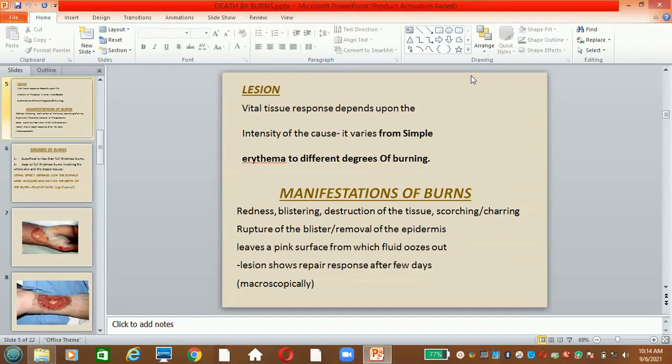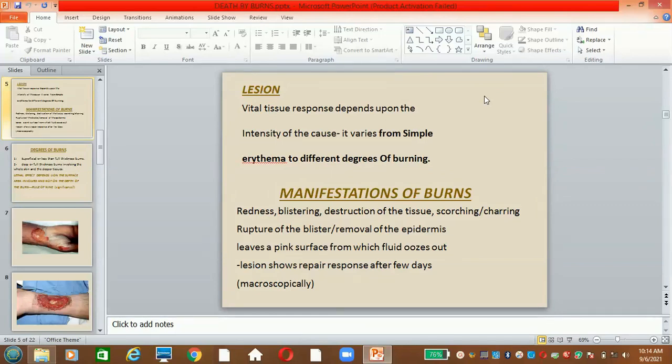Vital tissue response depends upon the intensity of the cause. It varies from simple redness, simple erythema, to different degrees of burning, and at times the whole body is reduced, is converted into ashes.